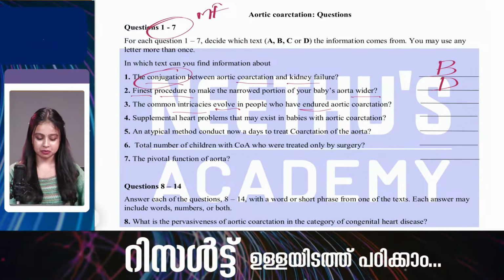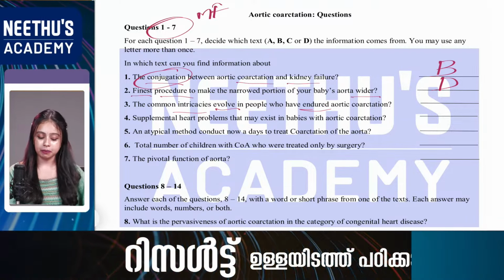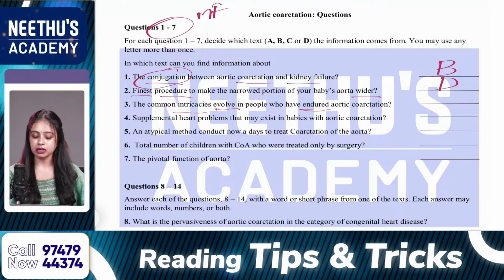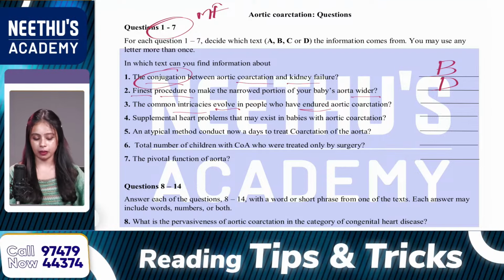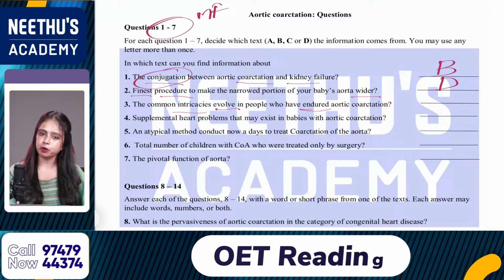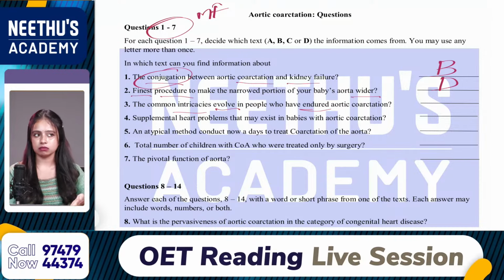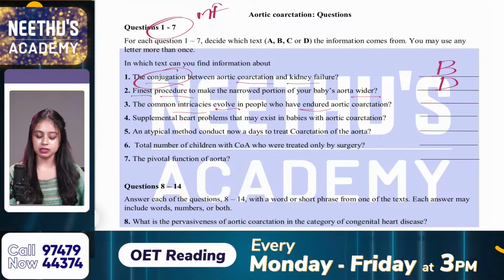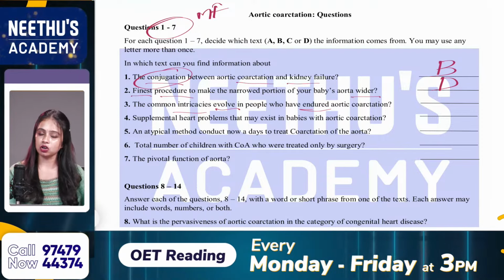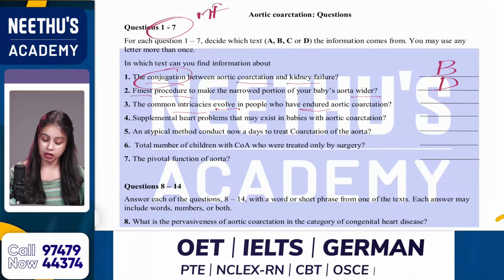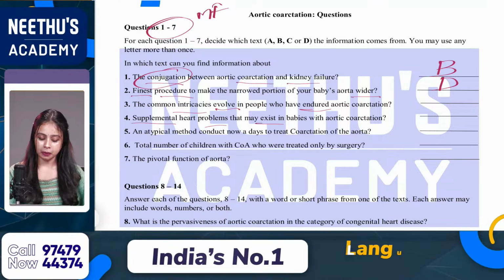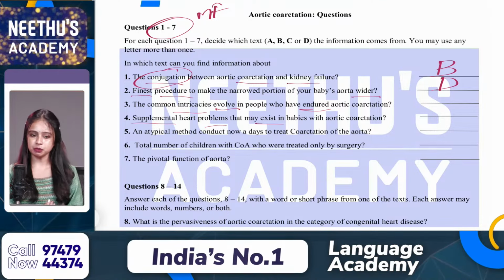Very good. Then the fourth one: supplemental heart problems that may exist in babies with aortic coarctation. Supplemental means other heart problems. So my keywords are supplemental, problems, exist. What are the other heart problems mentioned?